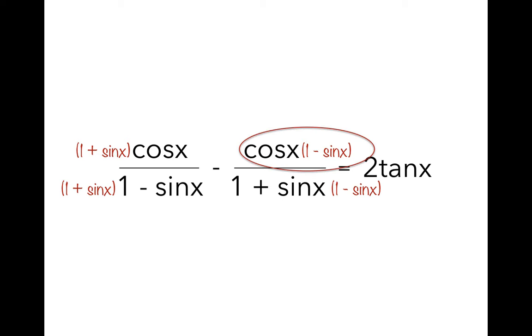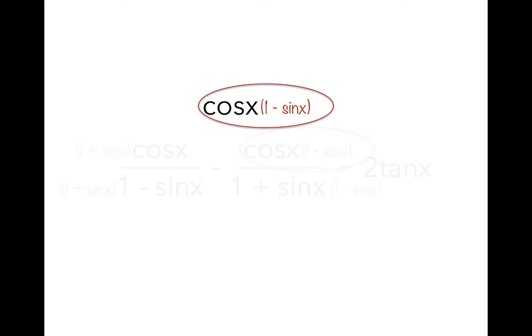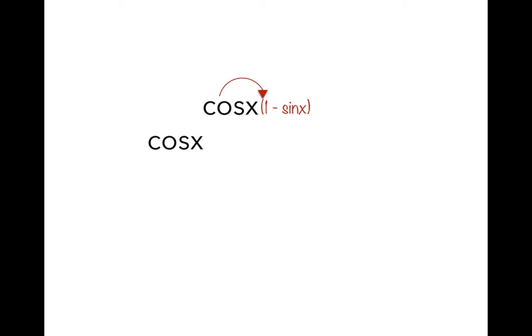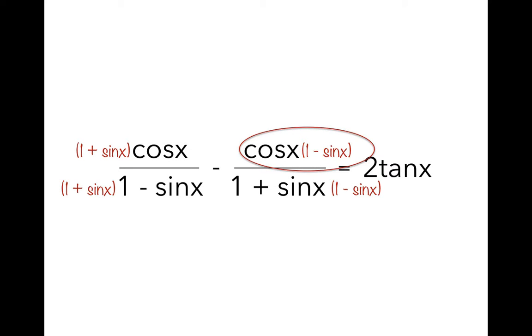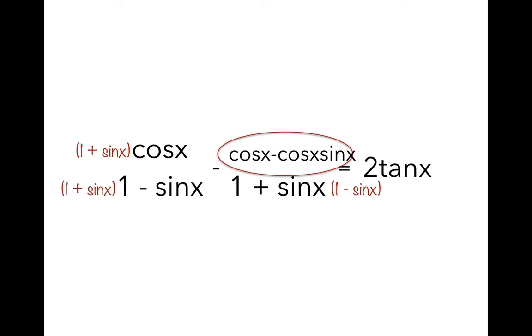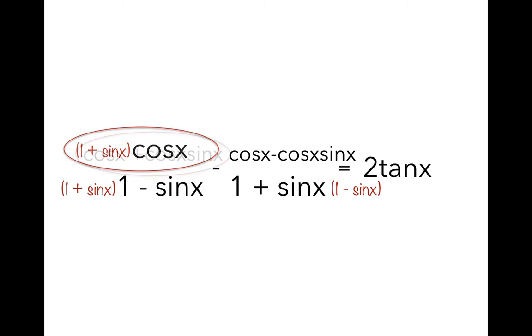I'm going to end up doing distribution. I'm going to distribute cosine x to 1, which gives me cosine x, and then cosine x times negative sine x gives me a minus cosine x sine x. That's what I'm going to replace that numerator with. So I've simplified that, and now I'm going to turn my attention to the left term, and do the exact same thing, but I'm just going to give you what I ended up getting for that. And that's that right there.